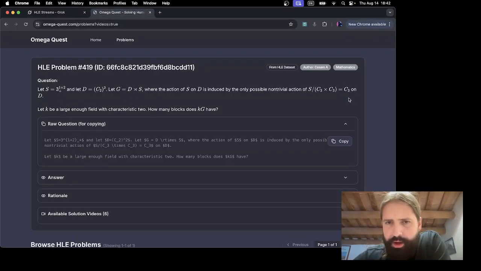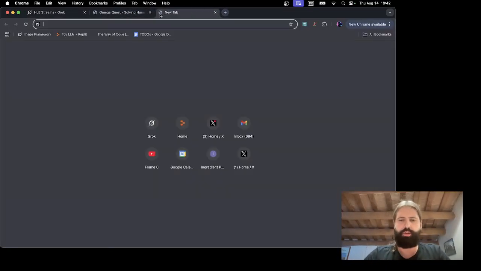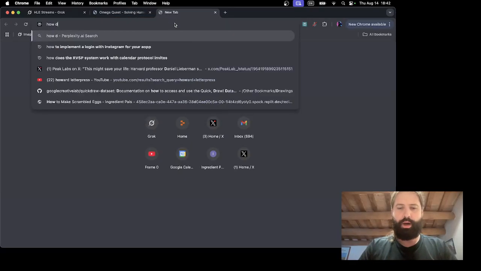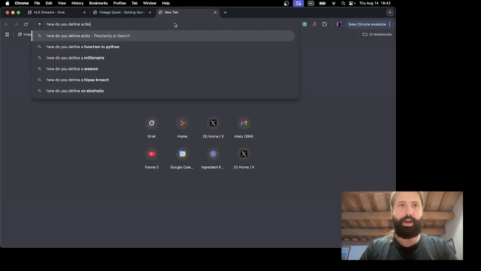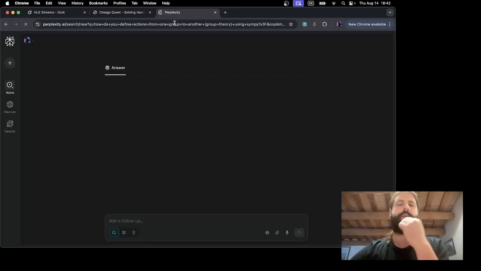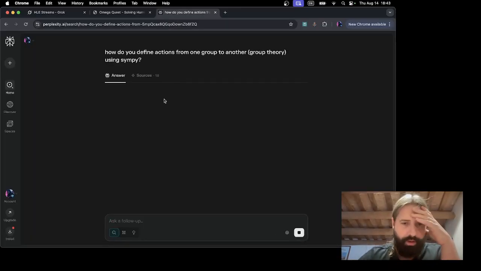Anyway, we're trying to understand. So let's just ask: how do you define actions from one group to another in group theory using SymPy? Let's see if Perplexity is able to help us there a little bit.